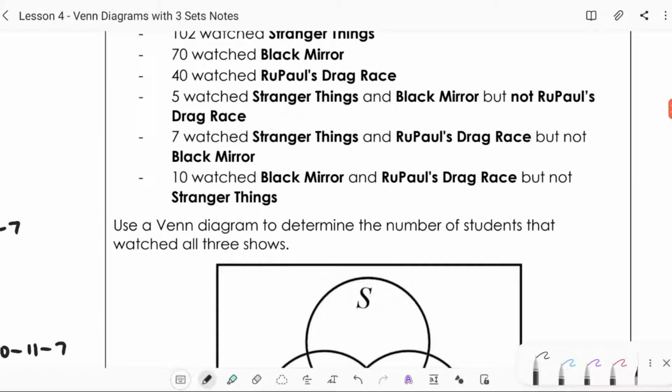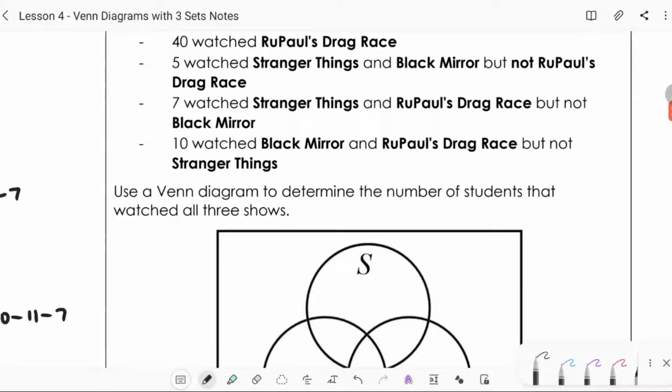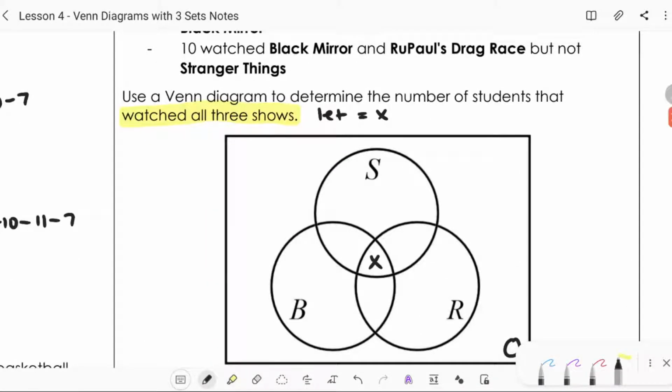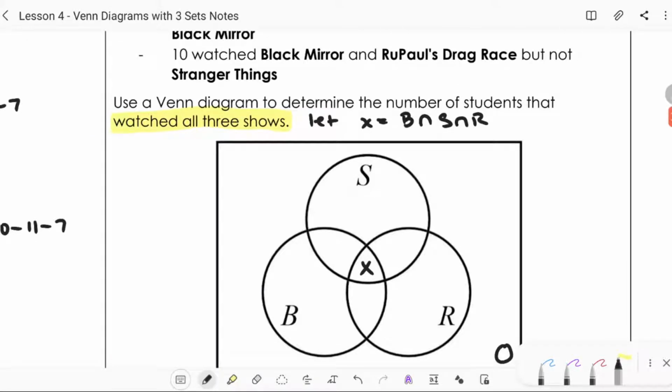So here, similar to the last example in lesson 3, I'm given a lot of things in relation to other things, or in this case, I'm talking about things that are in 2 sets but not a third, and never explicitly telling you this last point here. Number of students that watched all 3 shows. So I'm going to go ahead and call this X. Right, and technically, X is the intersection of B and S and R, right? Black Mirror and Stranger Things and RuPaul's Drag Race.